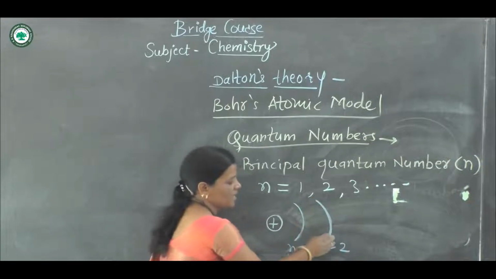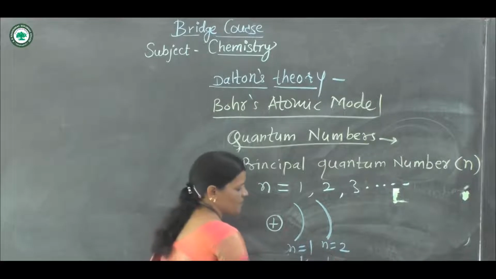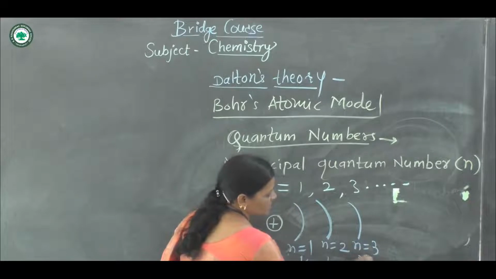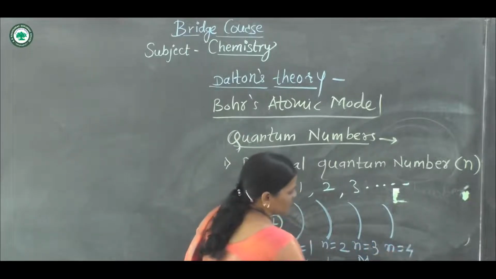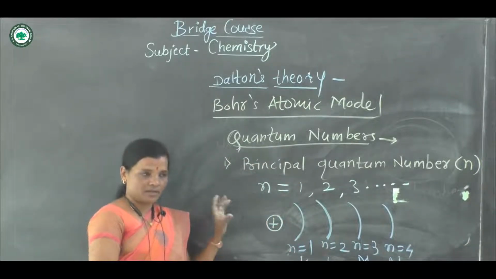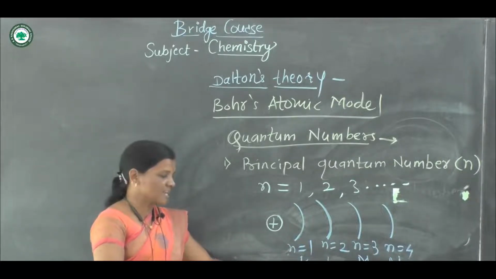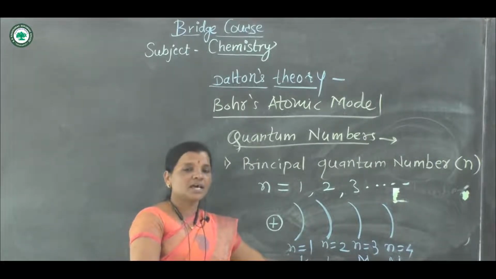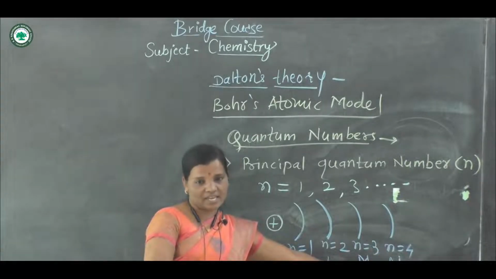When n is equal to 2, this is the second orbit revolving around the nucleus, the L shell. When n is equal to 3, the shell is M. When n is equal to 4, the shell is N. That means the first shell present around the nucleus is the K shell, the second shell is the L shell, the third shell is the M shell, and the fourth shell is the N shell.